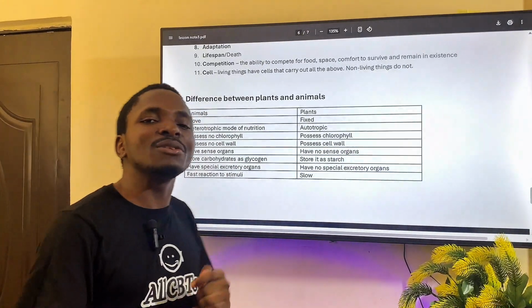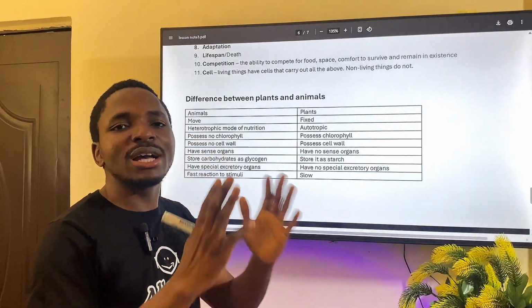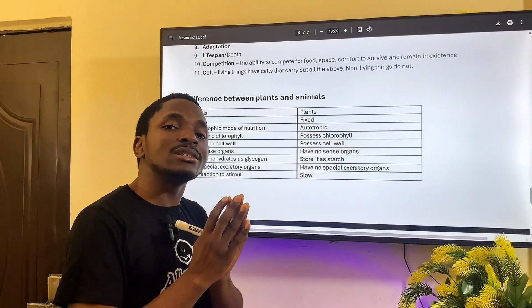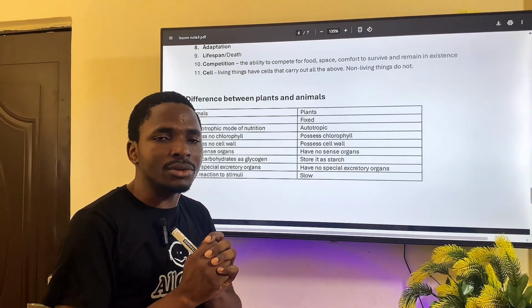Here's another classwork for you. Mention the sense organs for humans, and also mention the sense organs for dogs. Okay?